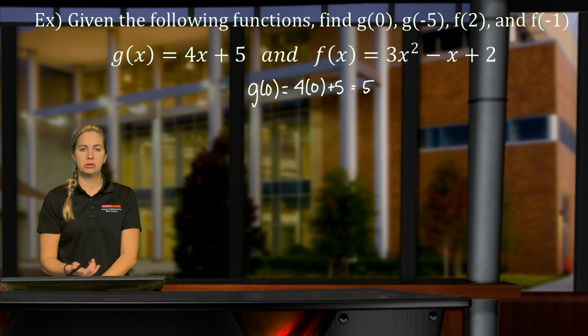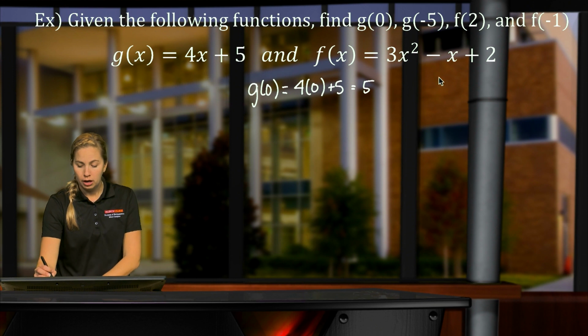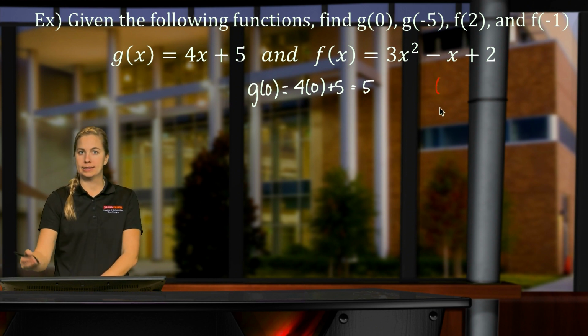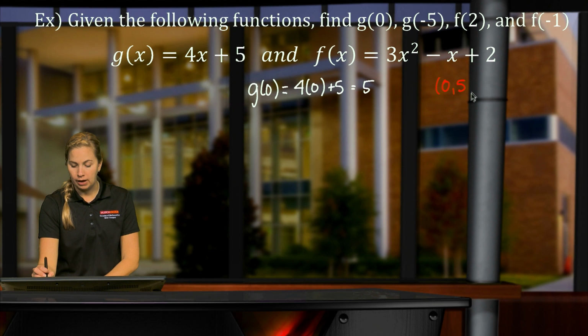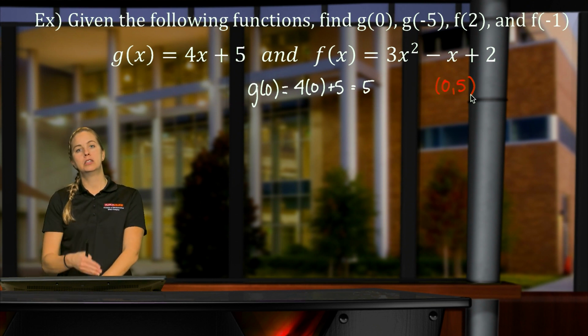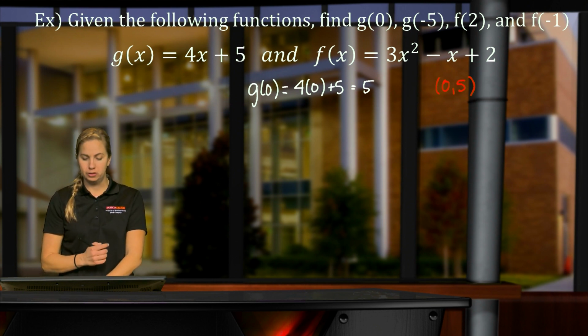Now with function notation, when we're evaluating a function, we're actually generating an ordered pair. An ordered pair is x, y. X is our input, y is our output. In this example, the input was 0 and my output was 5. So I just generated the point 0, 5 on the graph of g.